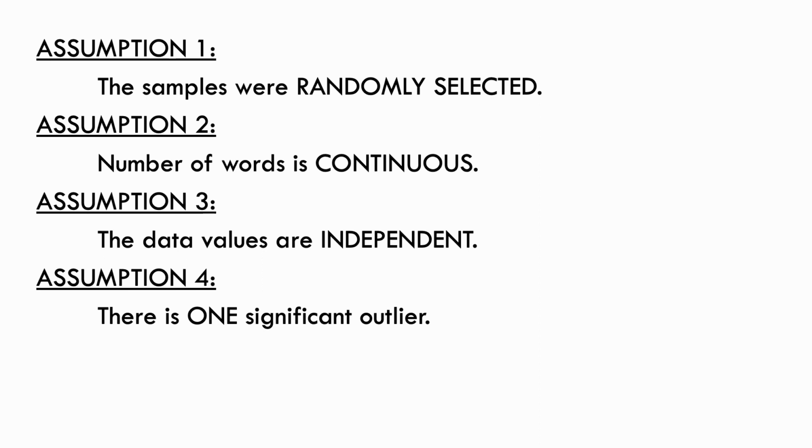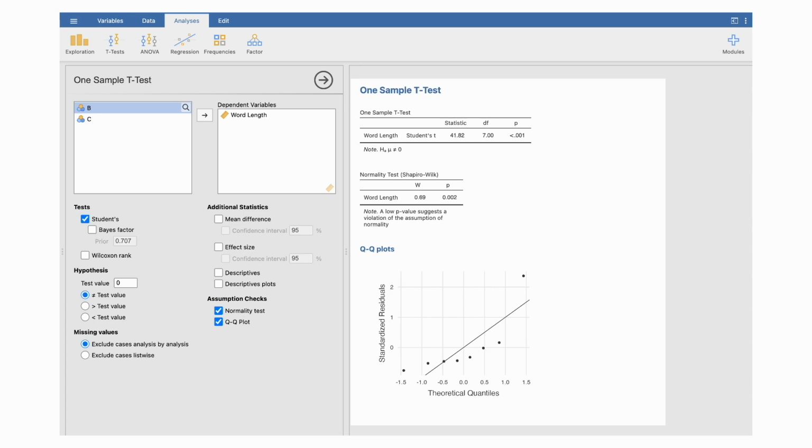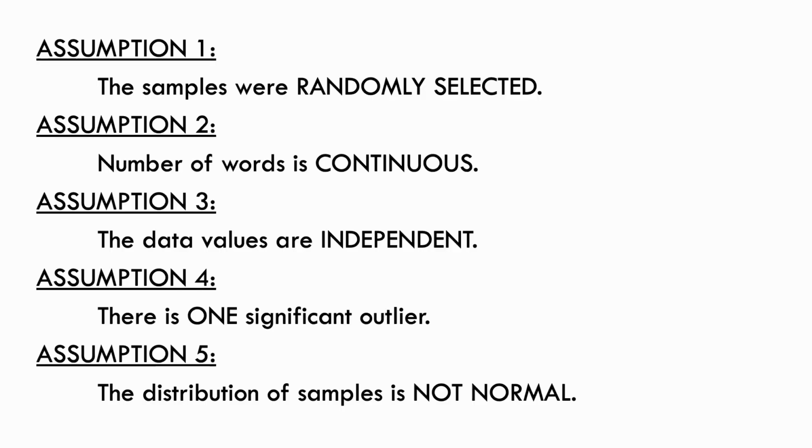For assumption 5, yung normality test natin, P is 0.002, which means that P is less than alpha. So, hindi normal yung ating distribution, as you can see doon sa ating QQ plot. So for assumption 5, the distribution of samples is not normal. So since hindi na-satisfy yung ating assumptions, especially the normality, we will use the Wilcoxon Rank test.